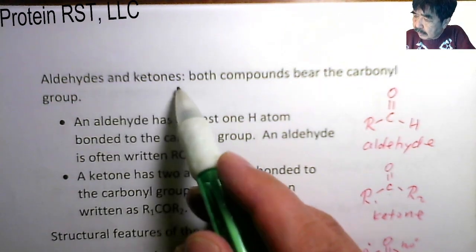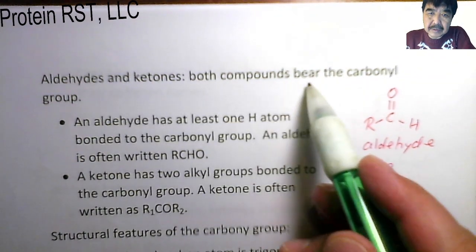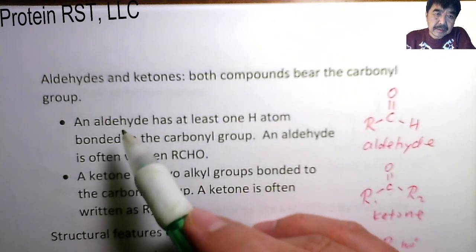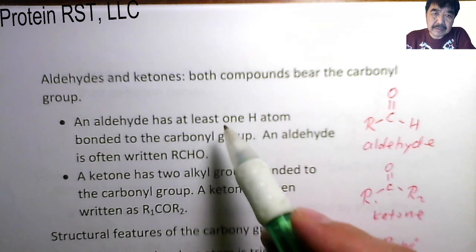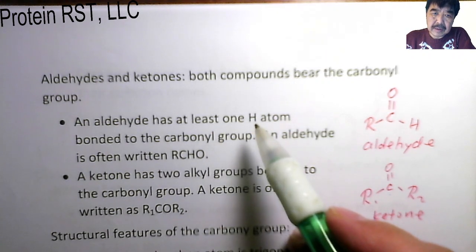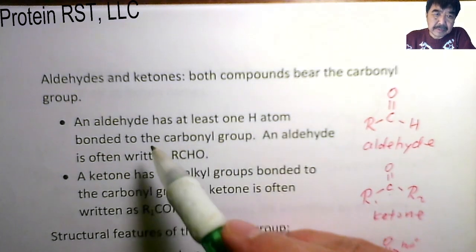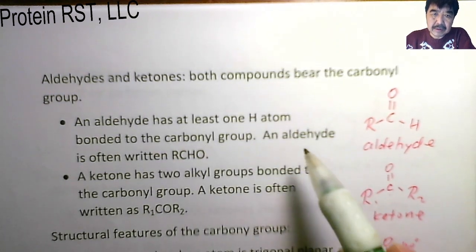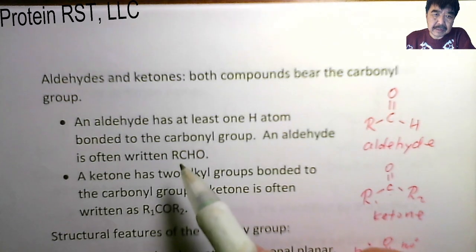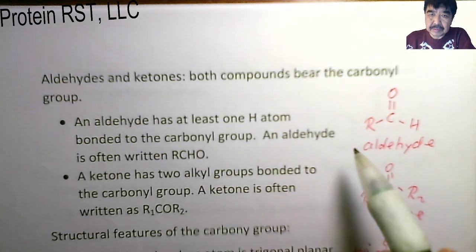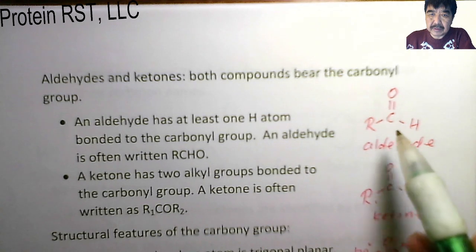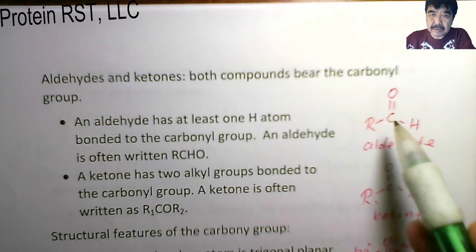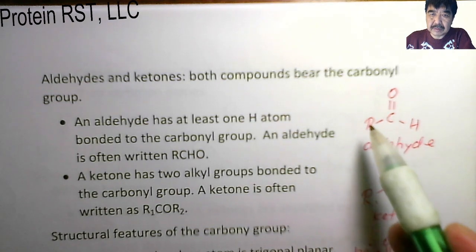Aldehydes and ketones both bear the carbonyl group. The aldehyde has at least one H atom, a hydrogen atom, bonded to the carbonyl group. An aldehyde is often written as RCHO. This is the structure of an aldehyde. It's a carbonyl group with one hydrogen bound to the carbon, and the R group.